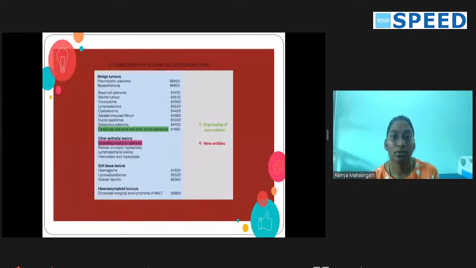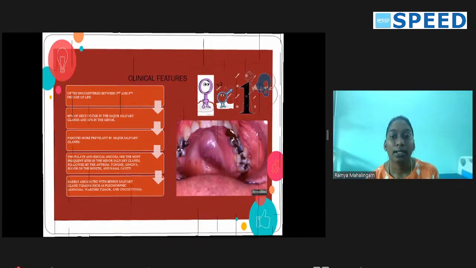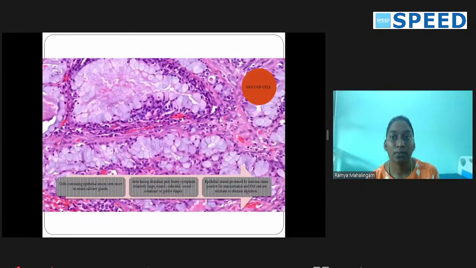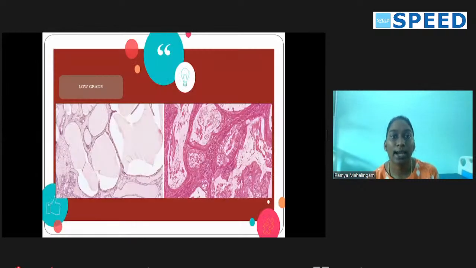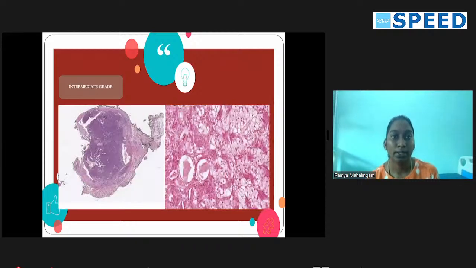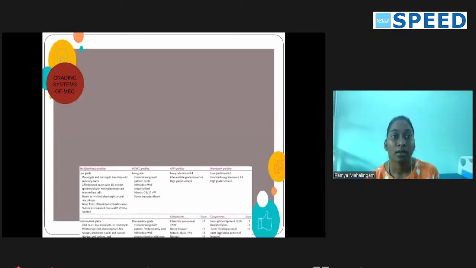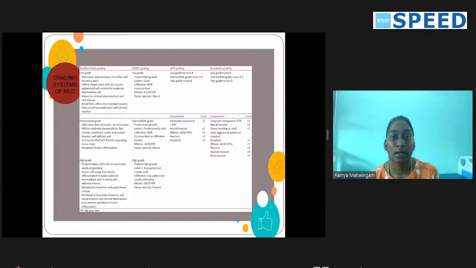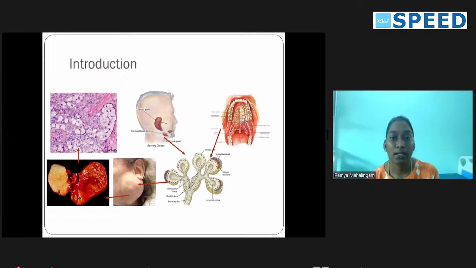Okay. Then we went on to the classification. Then we studied about MEC, okay, which is a common salivary gland tumor. Okay, then we went on studying about the cells that are present, mucous cells, intermediate cell, then the epidermoid cell. Finally, we went on seeing the clear cell and the grading of MEC, okay, low grade, intermediate grade, and high grade. Finally, we saw the FNAC findings, because for any salivary gland tumor, it's very important to know the FNAC findings, because it is going to show the secretions of that particular tumor. Then the grading systems of different systems.